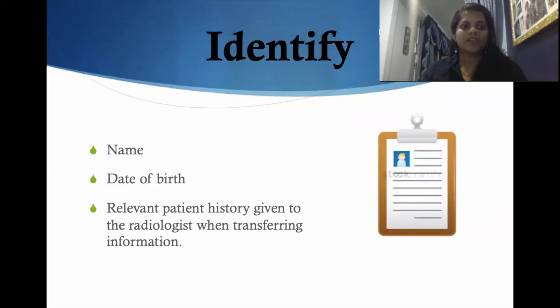The first step of ISBAR is identify, where the communication between the patient and the sonographer starts. The sonographer gets all the identification details such as name, date of birth, gender, and relevant patient's history. This is generally the first piece of information given to the radiologist when transferring the information. Then, the identified patient's information will be transferred to the radiologist.